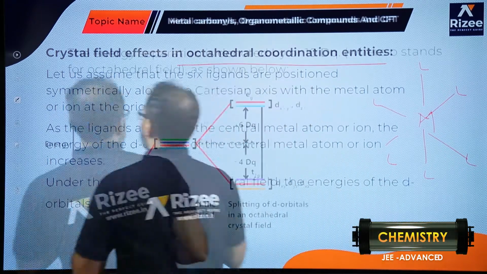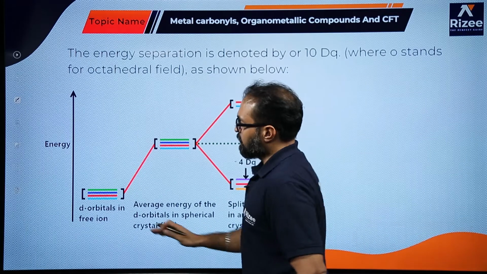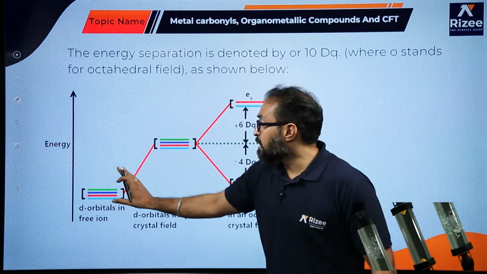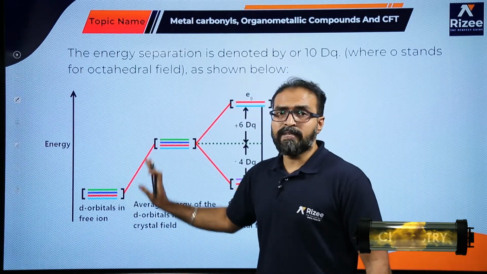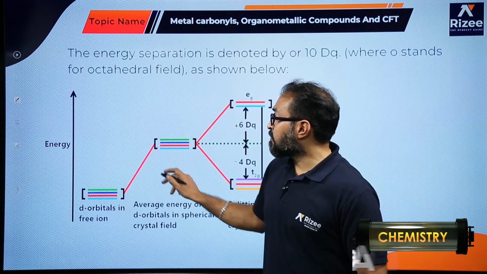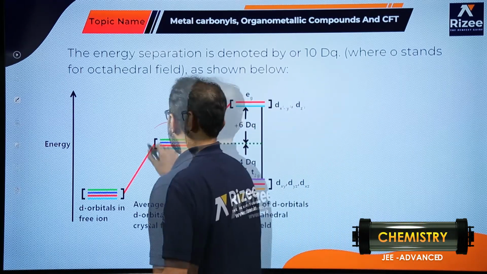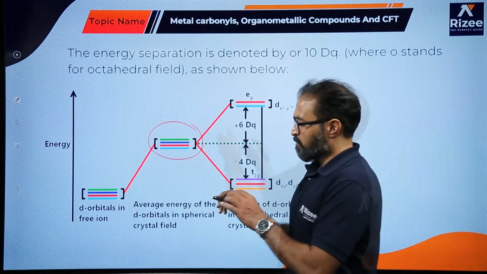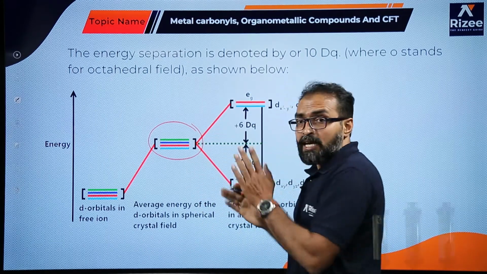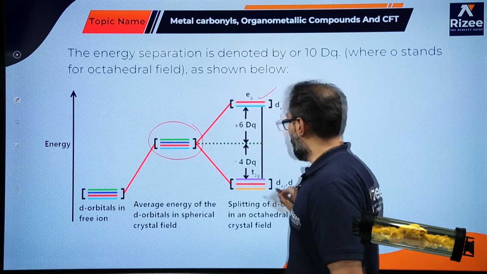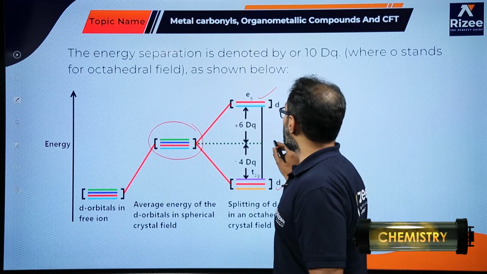Now see this. This is the d orbital in the absence of ligand. All the d orbitals are symmetrical. Now in the presence of ligand, what will happen? Symmetry is getting disturbed. Since the ligands are approaching along the axis, Eg gains more energy when compared to T2g. We call this the barycenter.